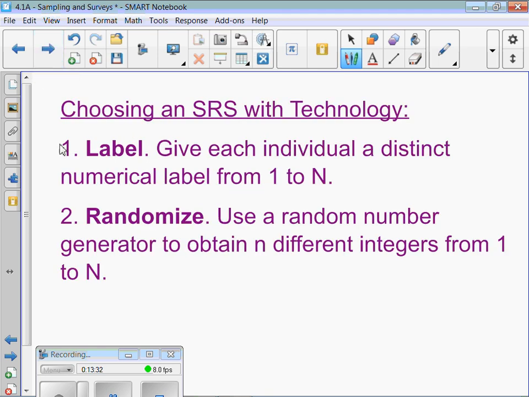If you're going to use the calculator, oh wait, let's do this part first. Anytime you're doing technology or even the hat method, you have to talk about in specifics how you're going to do it. For example, you're going to label everybody. So if we're using the calculator, label everyone 1 through 30 or whatever it is, and then randomize, so use a random number generator to obtain n different integers from 1 through n. And you need to specify if you're going to skip repeats. Okay, so you might want to add that in. Skip repeats, which typically you would be, depending on what you're talking about, but once you pick somebody, you might not want to pick them again for your sample.